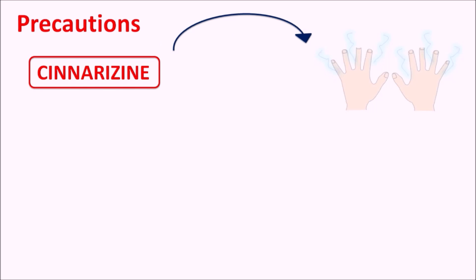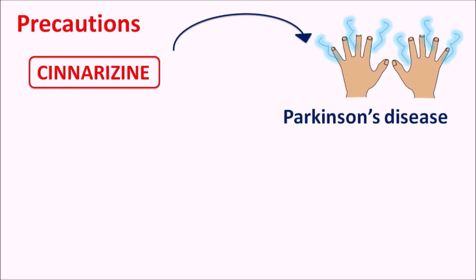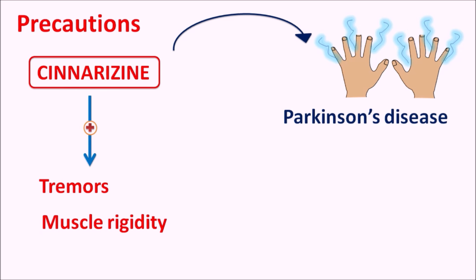Similarly, this drug can increase some Parkinson-like symptoms in the patients. So if already patient is having any Parkinson disease, this drug should be carefully given. This is because of its antagonism on dopamine receptors. So this drug can increase some tremor in the patients, muscle rigidity and dyskinesia. So care should be taken in the patients with any prehistory of Parkinson's disease.